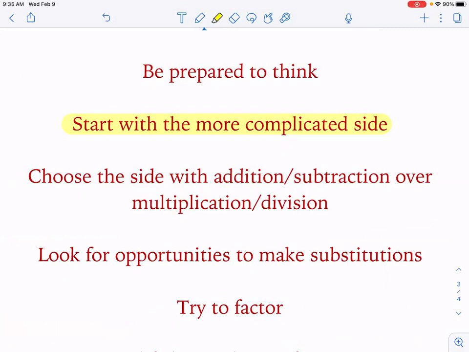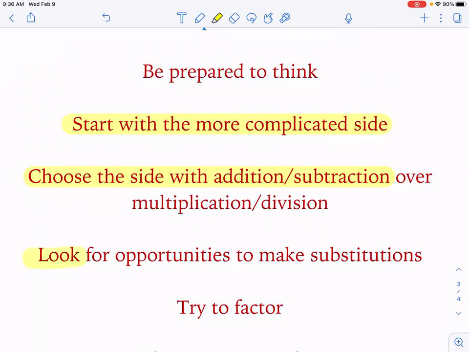Okay. So what if they both look complicated? If there's addition and subtraction on one side versus multiplication, division on the other side, choose the side with addition and subtraction. Why? You can make common denominators and add it together. And more than likely, you're going to get something to be able to substitute or cancel out. Okay.